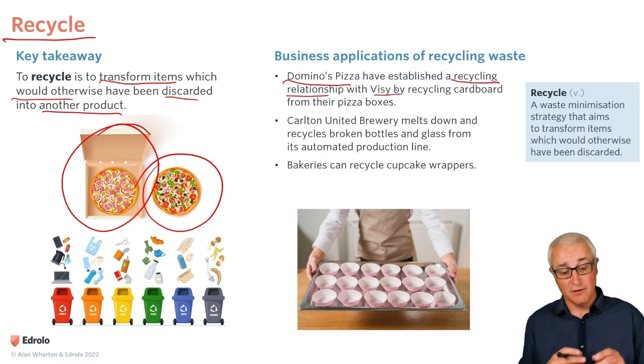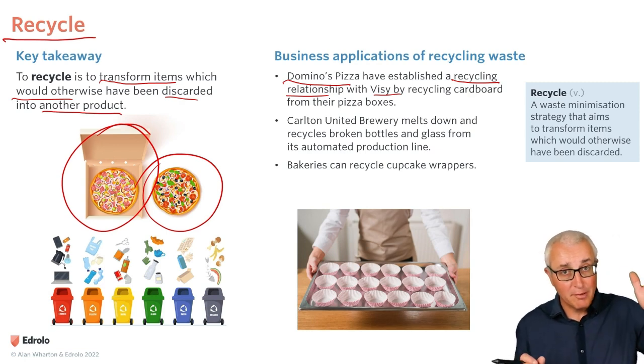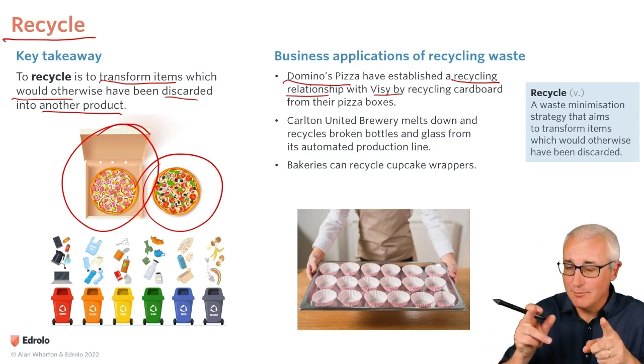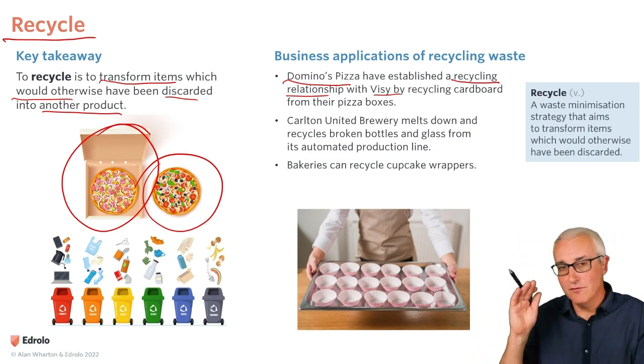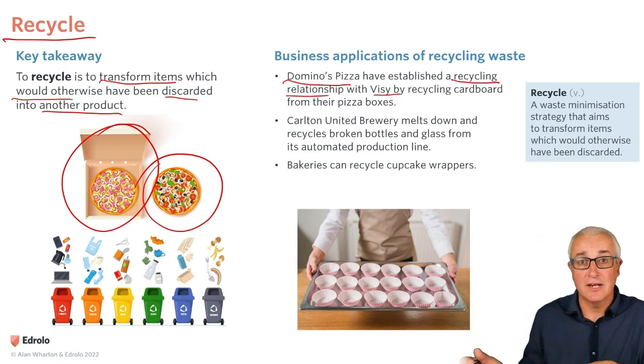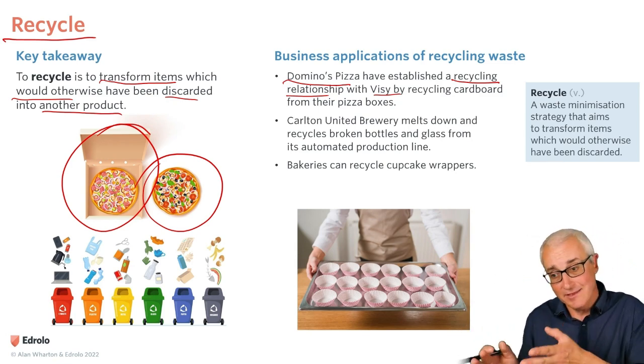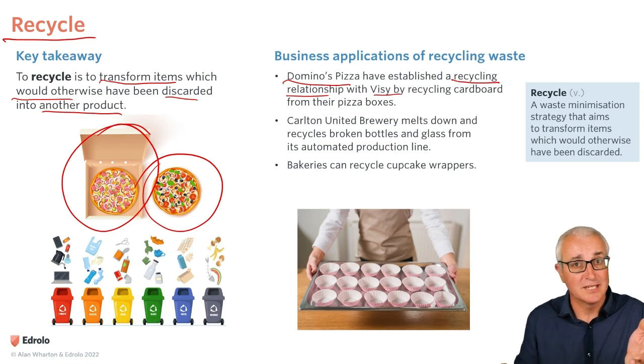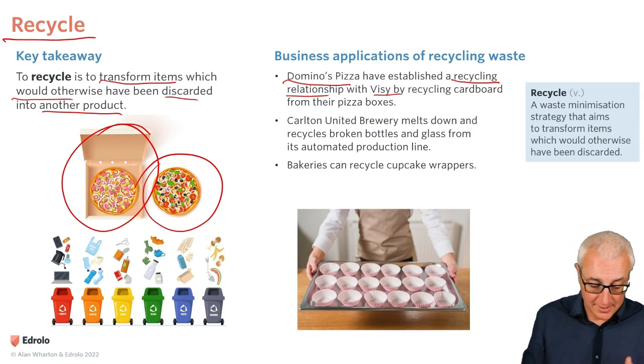So the idea being when you've used it once, you put it in the recycling bin, VCE pick it up, they convert it back into pulp, they then reconvert it into a new cardboard box, and then send them back to Domino's to use again. So the idea being we have a recycling approach with the waste that would otherwise have been discarded. There's plenty of other examples.